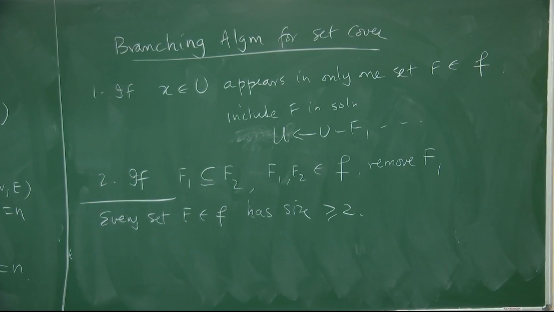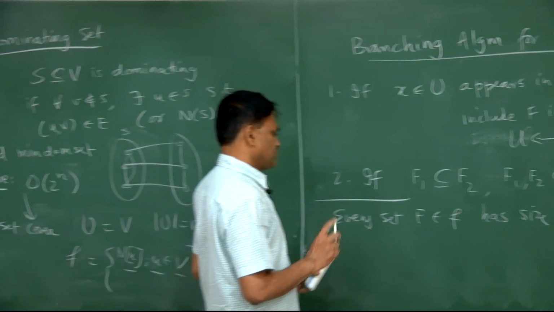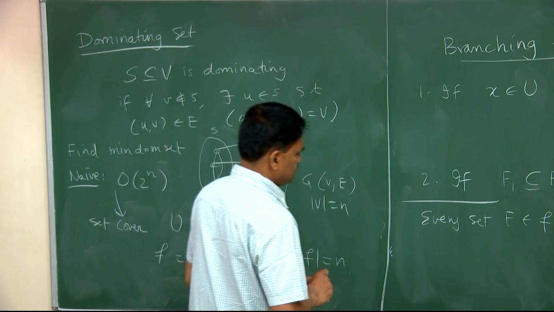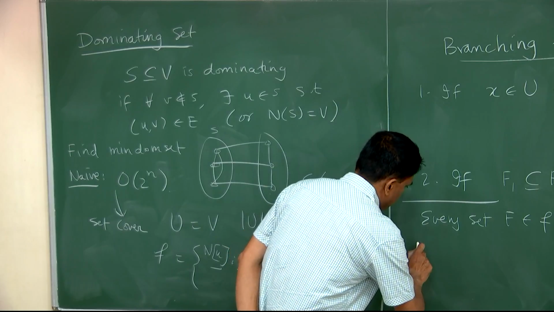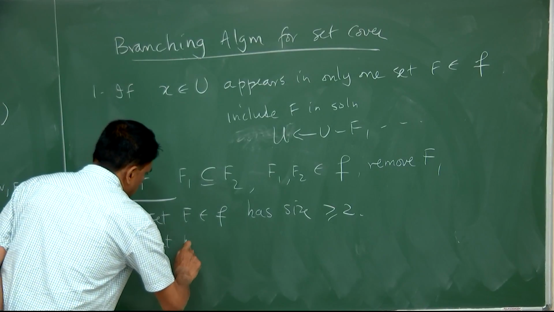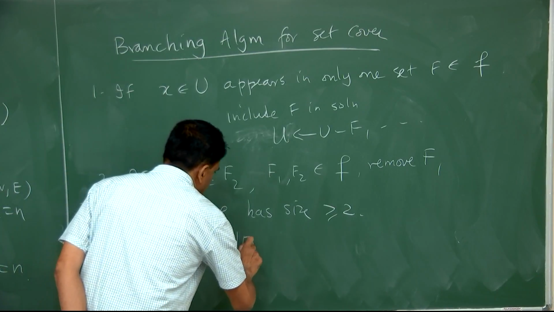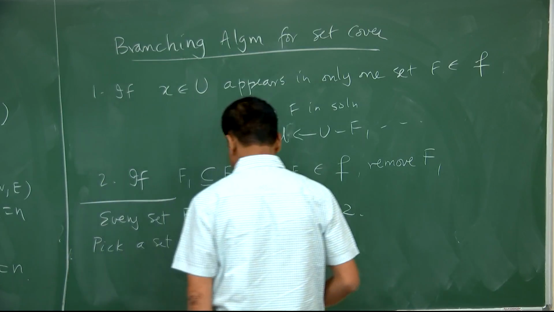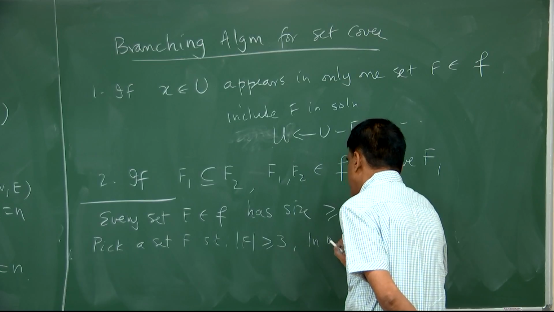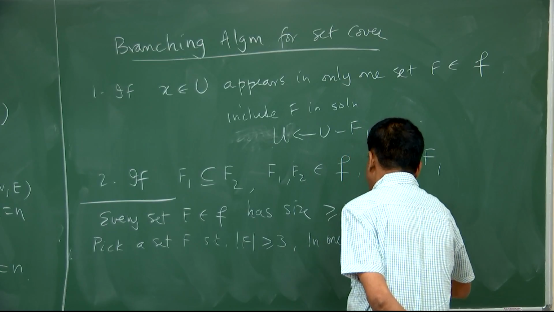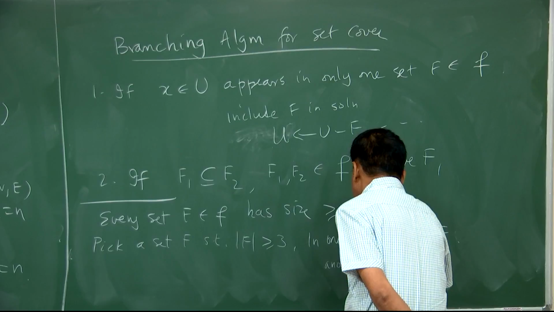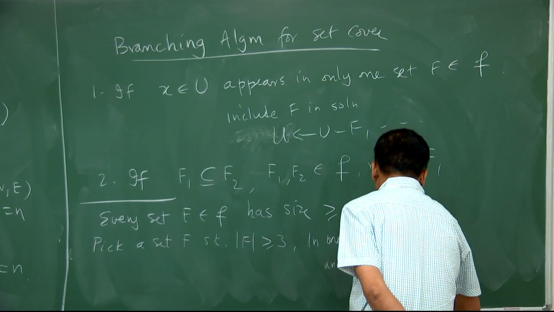Okay, good. So now my branching algorithm is: pick a set F such that, first, let's say the cardinality of F is greater than or equal to 3. If there is such a set, in one branch, we have seen, pick F. In another, don't pick F.